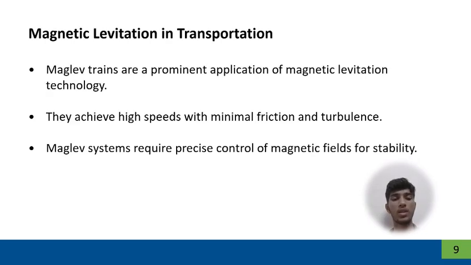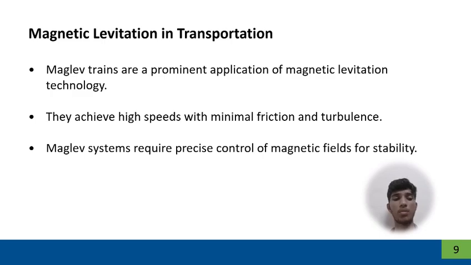Magnetic levitation in transportation. Maglev trains are a prominent application of magnetic levitation technology. They achieve high speeds with minimal friction and turbulence. Maglev systems require precise control of magnetic fields for stability.